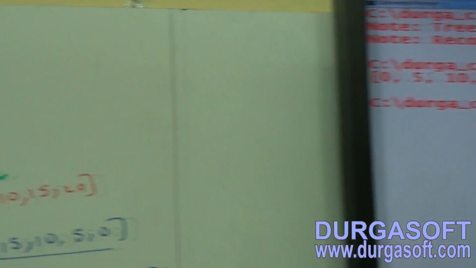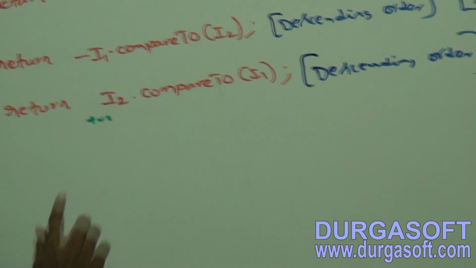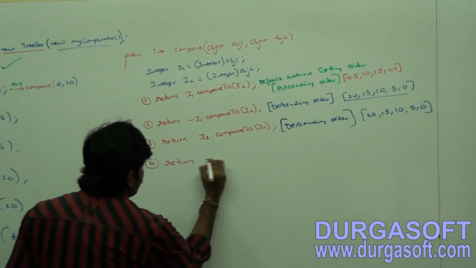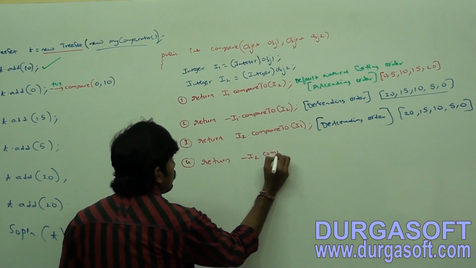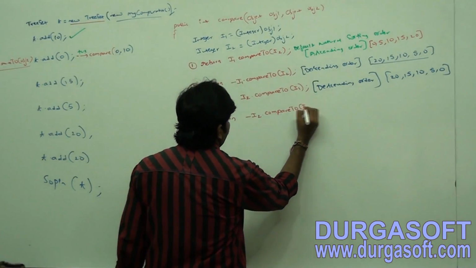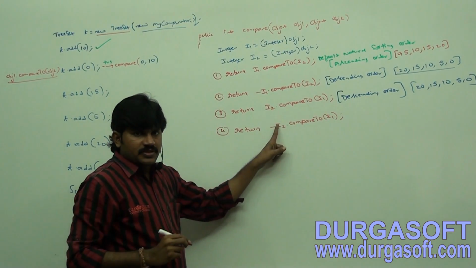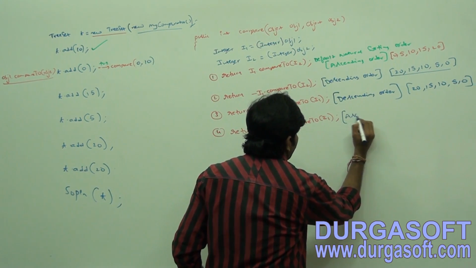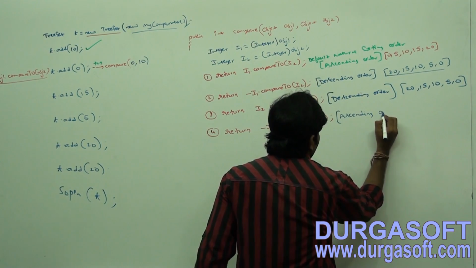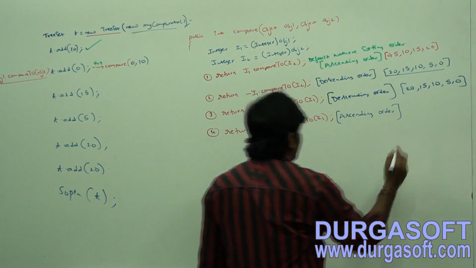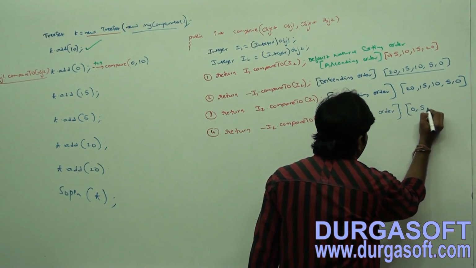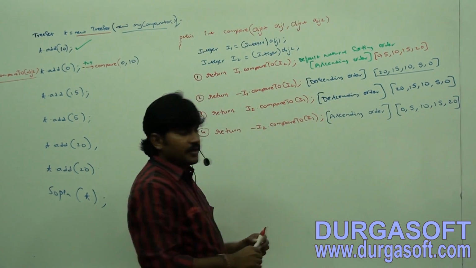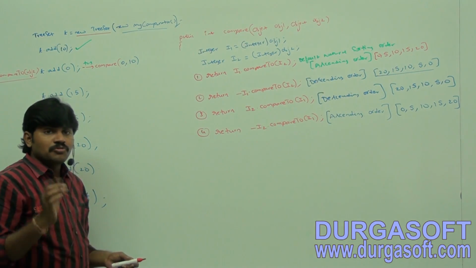Clear, right? Now, what is the fourth combination we covered? Can you spell it out? What is the fourth one? Return minus i2.compareTo(i1). Two times reversed. Two times reversed means what is the answer? Ascending order. So 0, 5, 10, 15, 20, right? Are you getting it clear?